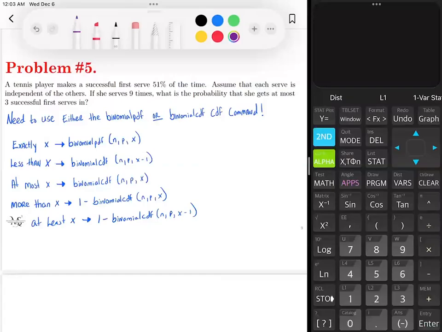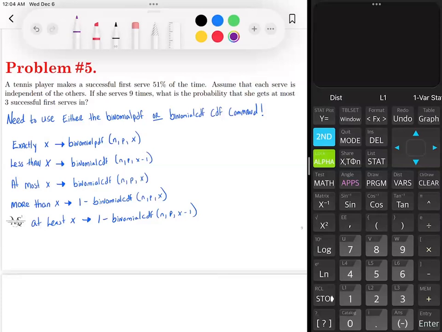Alrighty, students. So in problem number 5, it states that a tennis player makes a successful first serve 51% of the time. Assume that each serve is independent of the others. If she serves 9 times, what is the probability that she gets at most 3 successful serves?